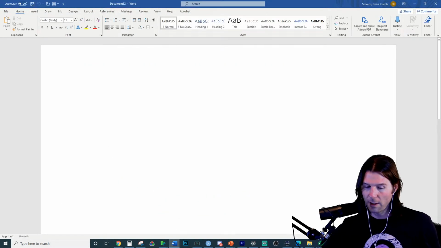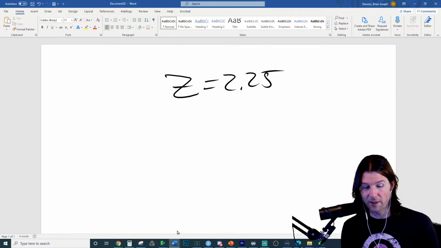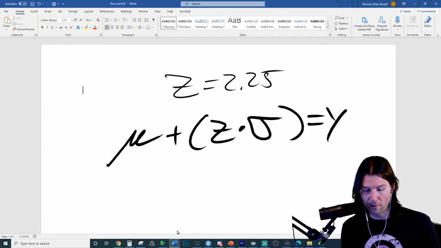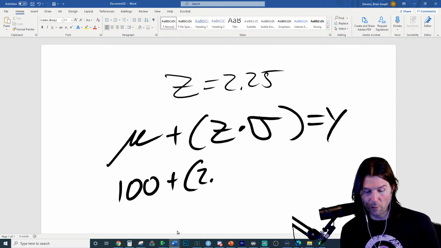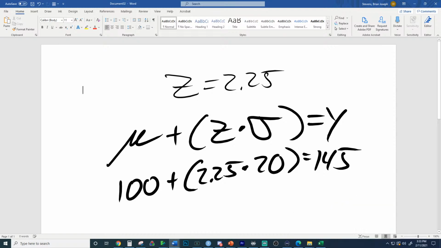What we're doing right here is someone told us the z-score is equal to 2.25, and that literally means how many standard deviations something is above the mean. So we take the mean and we add to it the z-score times the standard deviation to get the observation. This will give us the y value, the observed value. So the mean was 100, the z-score is equal to 2.25, and then we times that by the standard deviation of 20, and that equals 145 right there. So that is the observed value.